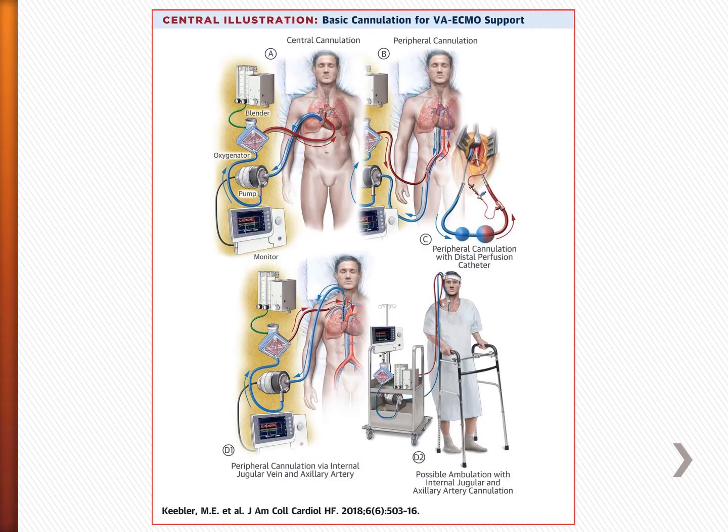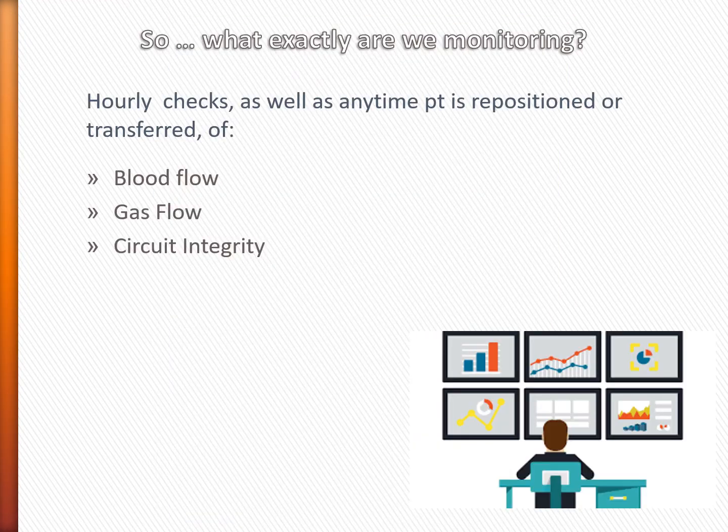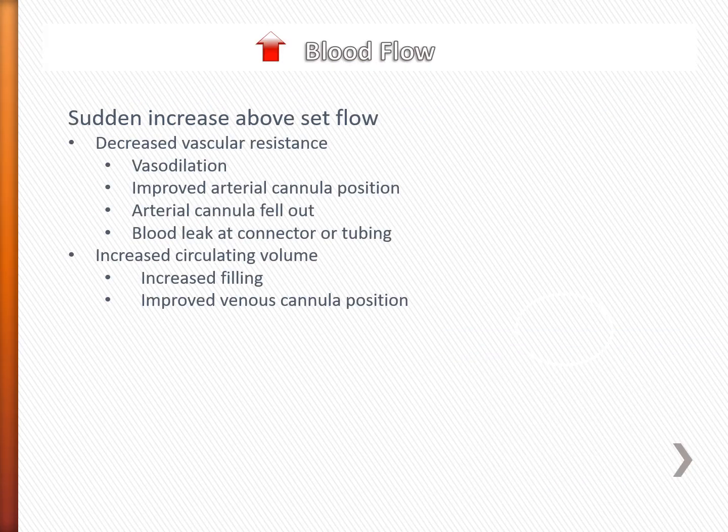This slide shows the various ways you can cannulate a patient for VA ECMO support. So what exactly are we asking you to monitor? Your hourly checks, as well as any time the patient is repositioned or transferred, of blood flow, which you're going to document in liters per minute and your RPMs, gas flow settings, so your sweep and your FiO2, as well as the circuit integrity. So let's go over some of the changes that you might encounter during your checks, what might be causing them, and what, if anything, should be done about it.